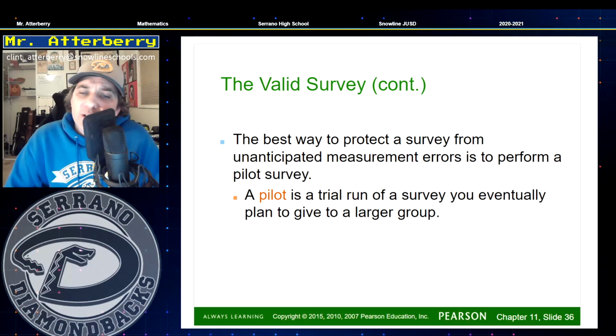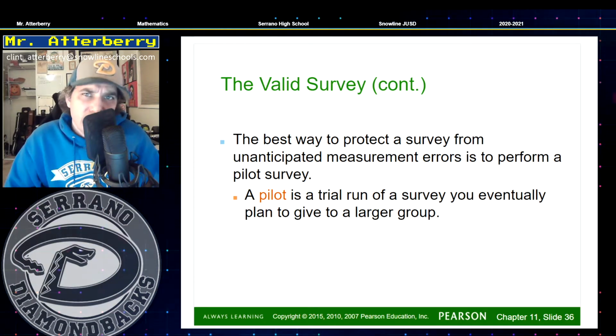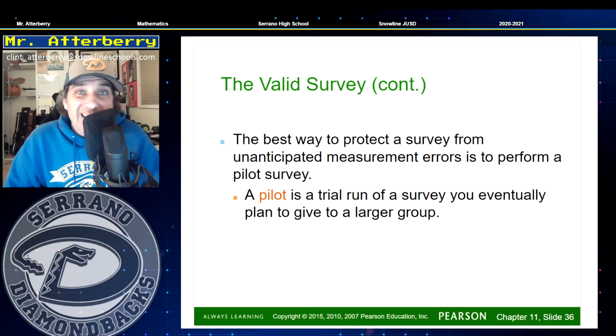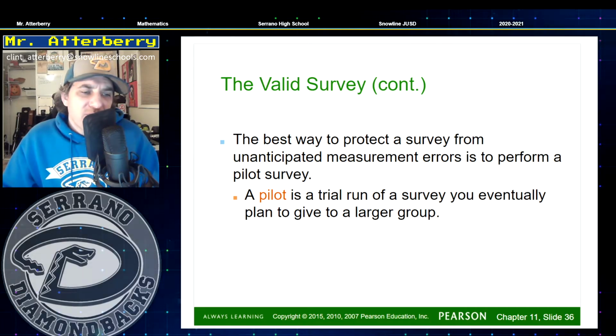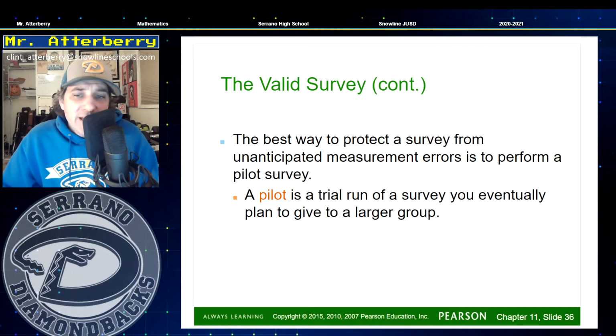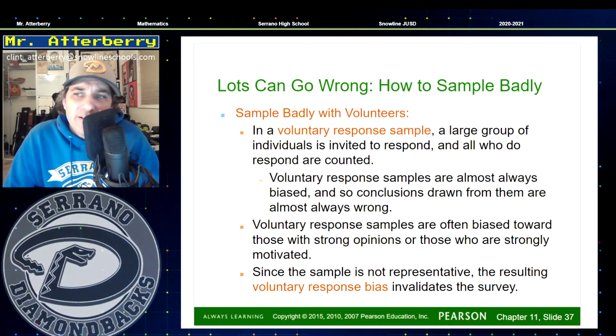The best way to protect a survey from unanticipated measurement errors is to perform a pilot survey. Like I was mentioning before, maybe ask a few people before you do your full survey. A pilot is a trial run of a survey you eventually plan to give to a larger group. So maybe a pilot is something you just do with a small group of people that you know and you're familiar with. Okay, have them try it out first. Okay, so lots can go wrong and how to sample badly.